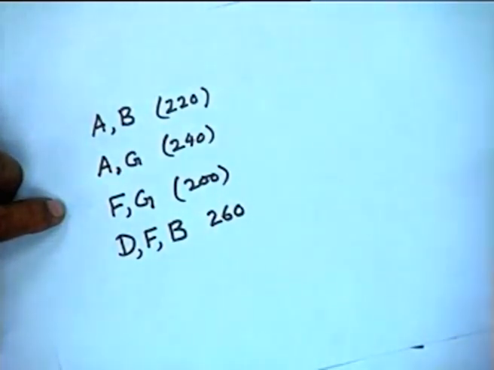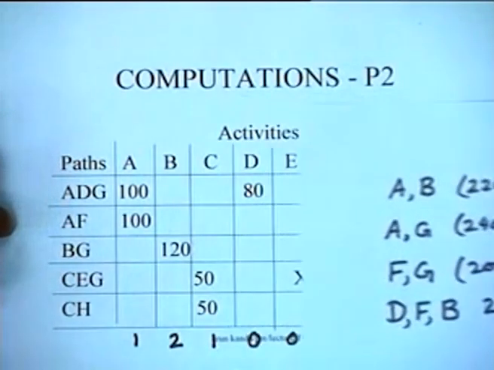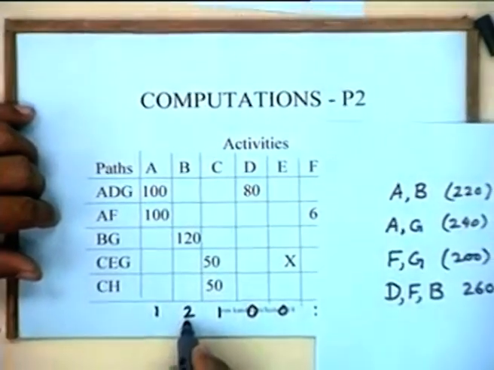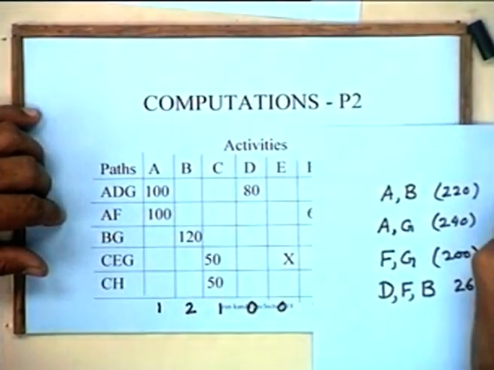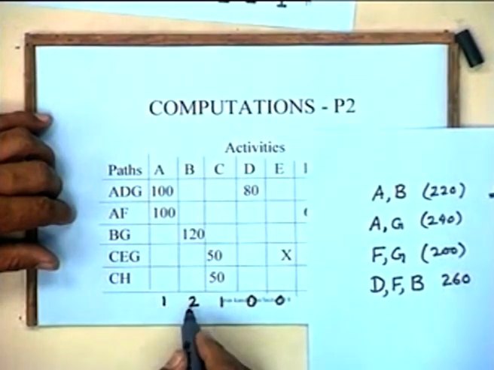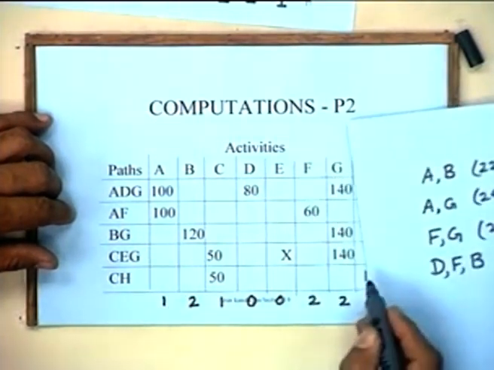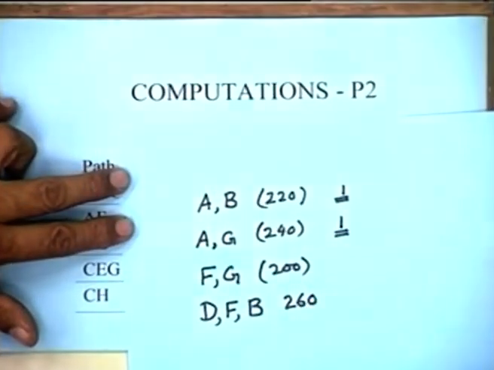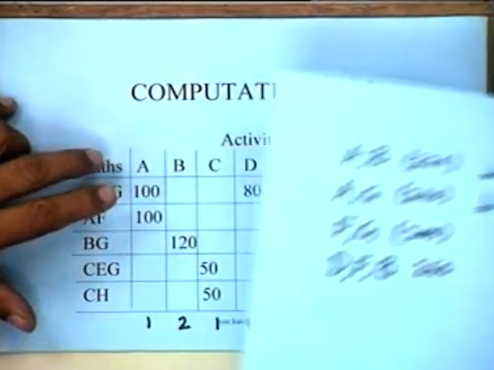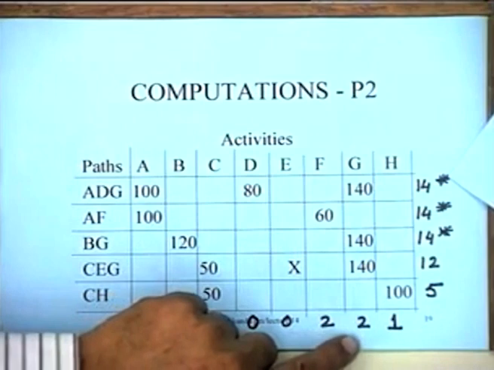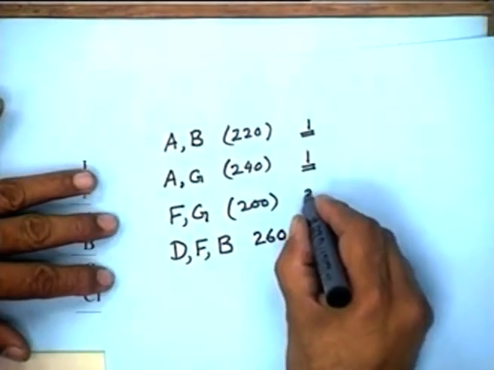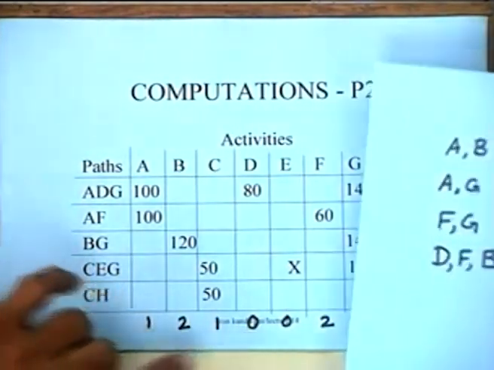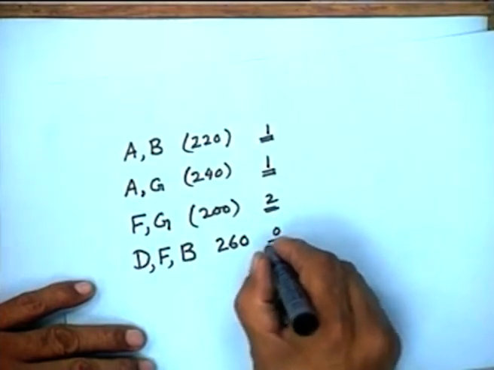Notice another thing, that this would be from the point of view of cost. We have to find out whether this is possible. For instance, A and B, A can be reduced by 1 day, B can be reduced by 2 days. So this option can be done for only 1 day, the minimum of the two. A and G, again by only 1 day. This would be possible to do only by 1 day. What about F and G? If you look at F and G, this option is available for 2 days. And D, F and B, D cannot be crashed at all. So this option is actually not available to us. We cannot do anything here at this stage.